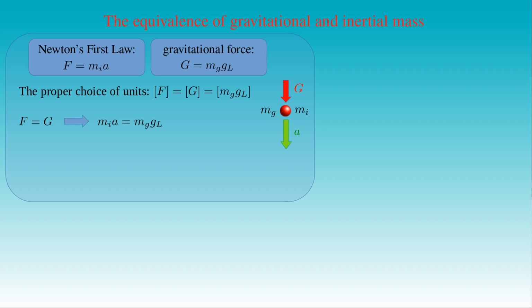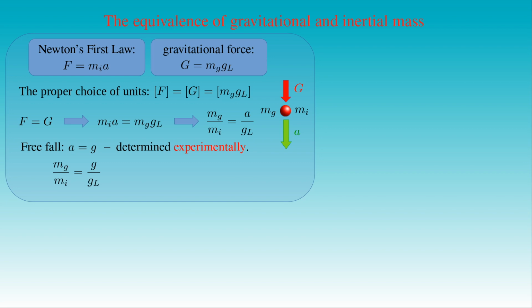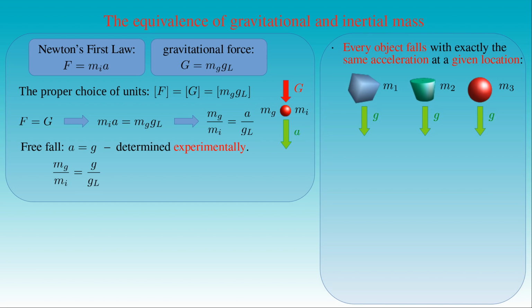That is, the ratio of the gravitational mass mg of a body to its inertial mass mi is equal to the ratio of its acceleration a to the factor gl. If the body falls freely, then its acceleration a is equal to the gravitational acceleration g, which can be determined experimentally. Therefore, the ratio of mg to mi can be written as the ratio of g to gl. If any object in free fall has exactly the same acceleration g at a given location on the Earth's surface, then the ratio of g to gl is the same for any object at that location. As a result, the ratio of mg to mi is also the same, that is, the gravitational mass of a body is proportional to its inertial mass.